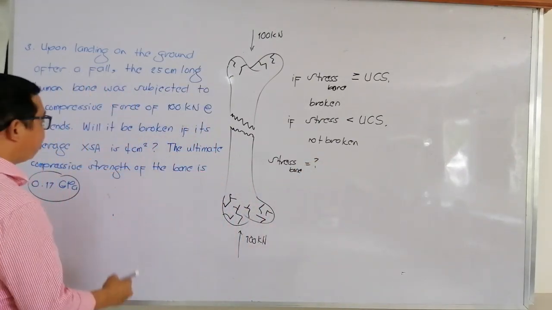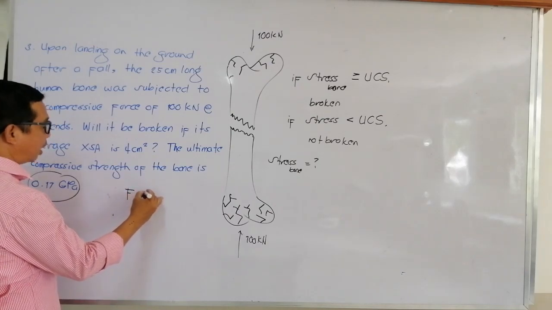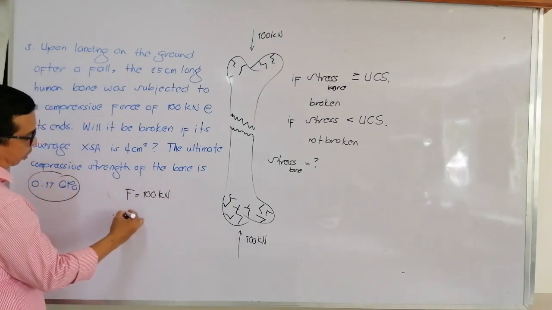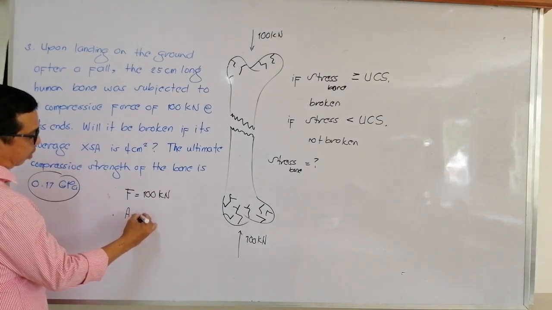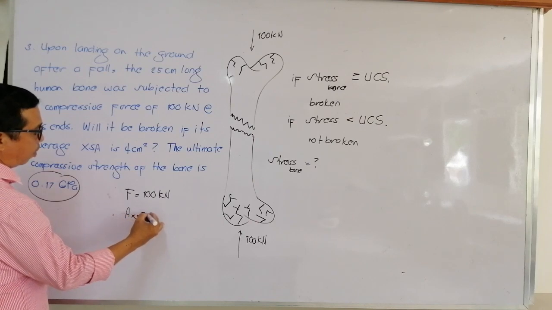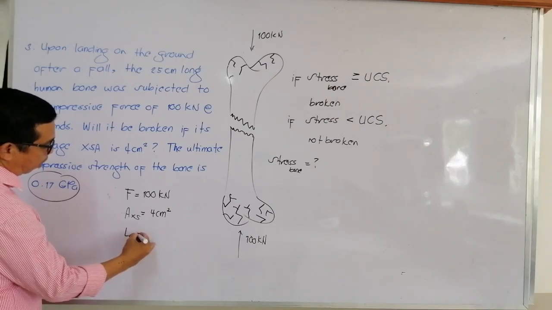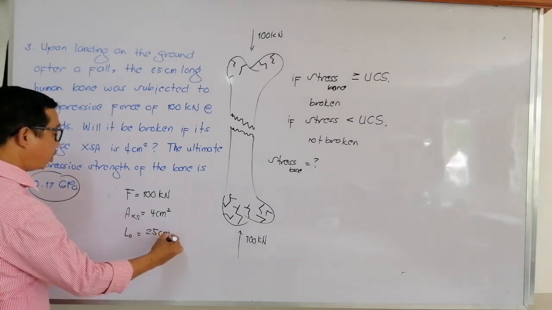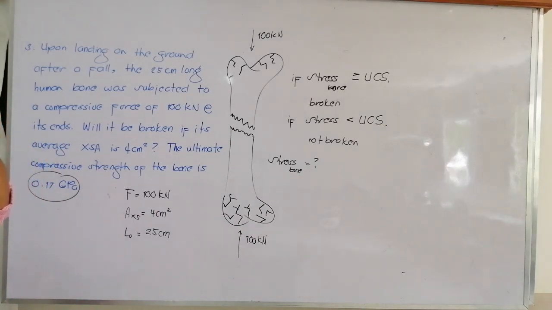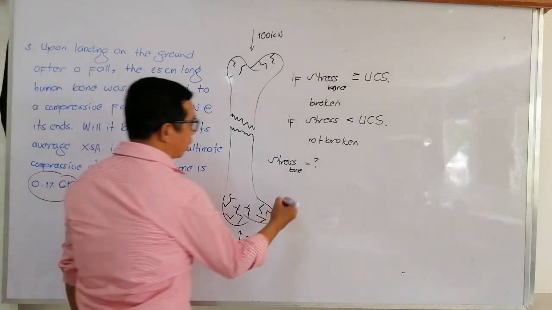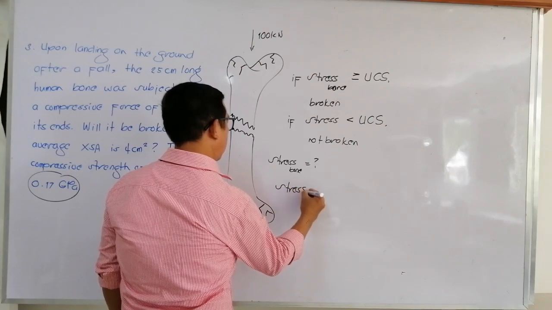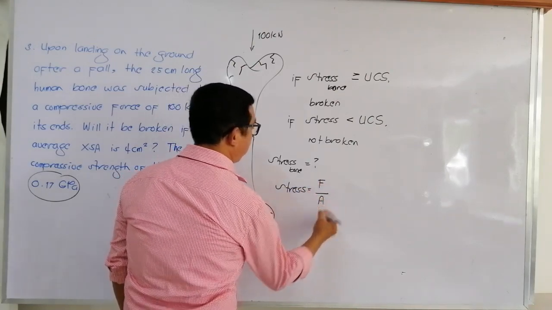Ano na ba yung mga given? Binigay sa atin yung force na naranasan niya, 100 kilonewtons. Cross-sectional area ng bone na 4 cm squared. Original length ng bone na 25 cm. Ano pa iba? Wala na. So, para ma-solve ang stress, siyempre, the formula for stress would have to be force over area.